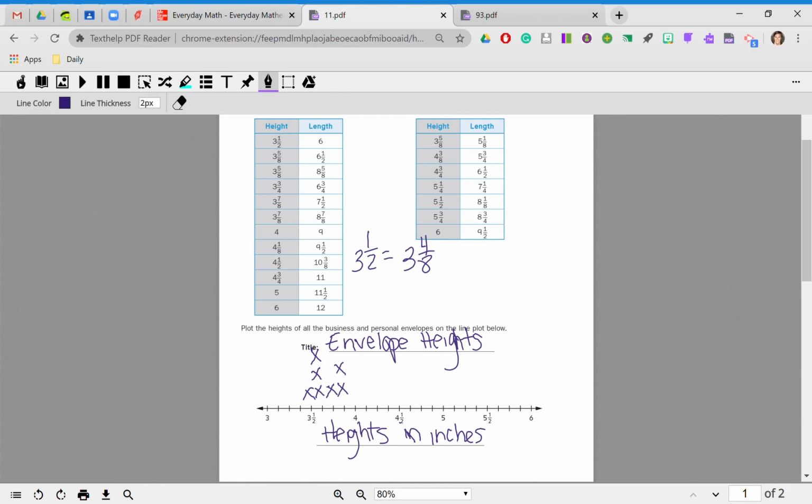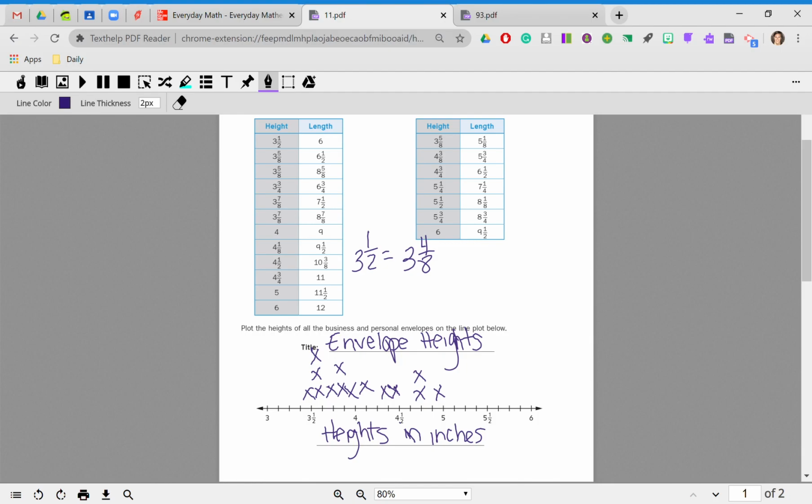Next, from there on, I have 1 for 4. I'm going to have 1 for 4 1/8. Now, I don't have anything for 4 2/8, so that's okay, so I leave it blank. 4 3/8 has 1. Now, remember, that half is the same as 4 4/8. So 4 4/8, or 4.5, has 1. Next, 4 5/8 does not have any. 4 6/8 has 2. 1, 2. 4 7/8 has 0. 5 has 1 envelope with the height of 5.